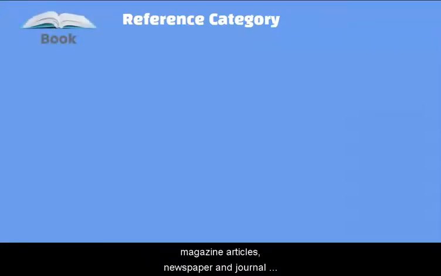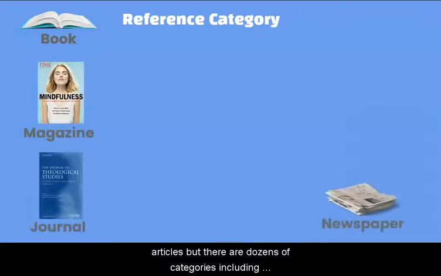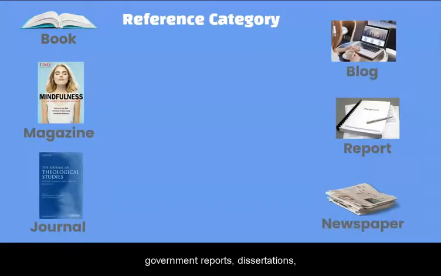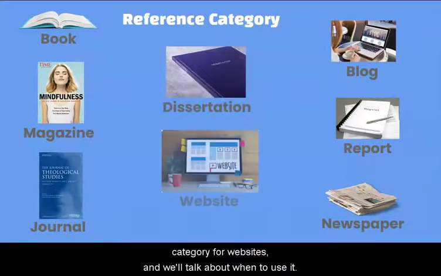The most common reference categories used include books, magazine articles, newspaper and journal articles, but there are dozens of categories, including government reports, dissertations, and the list goes on. There is also a reference category for websites, and we'll talk about when to use it.